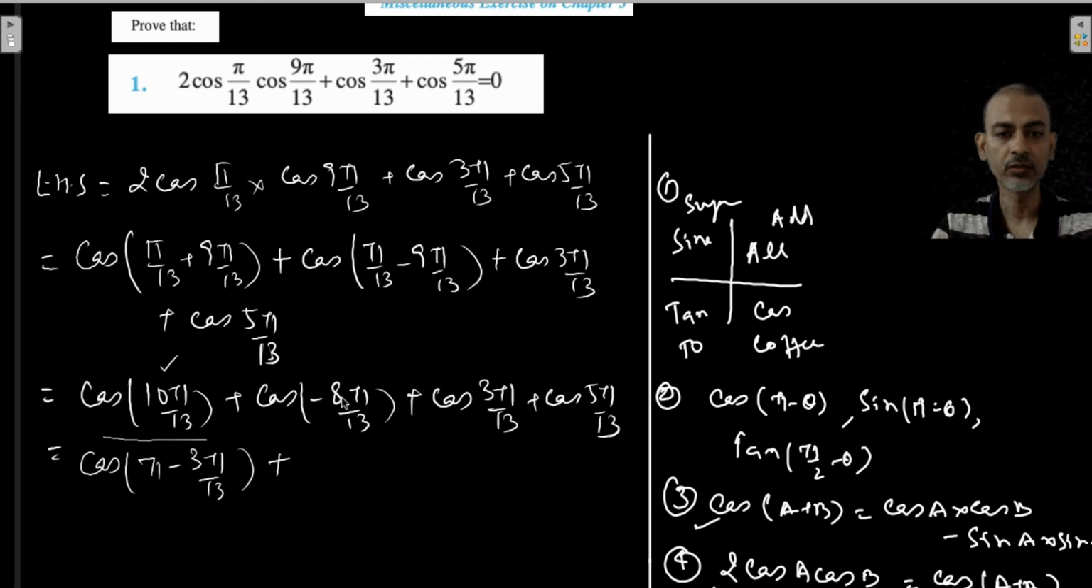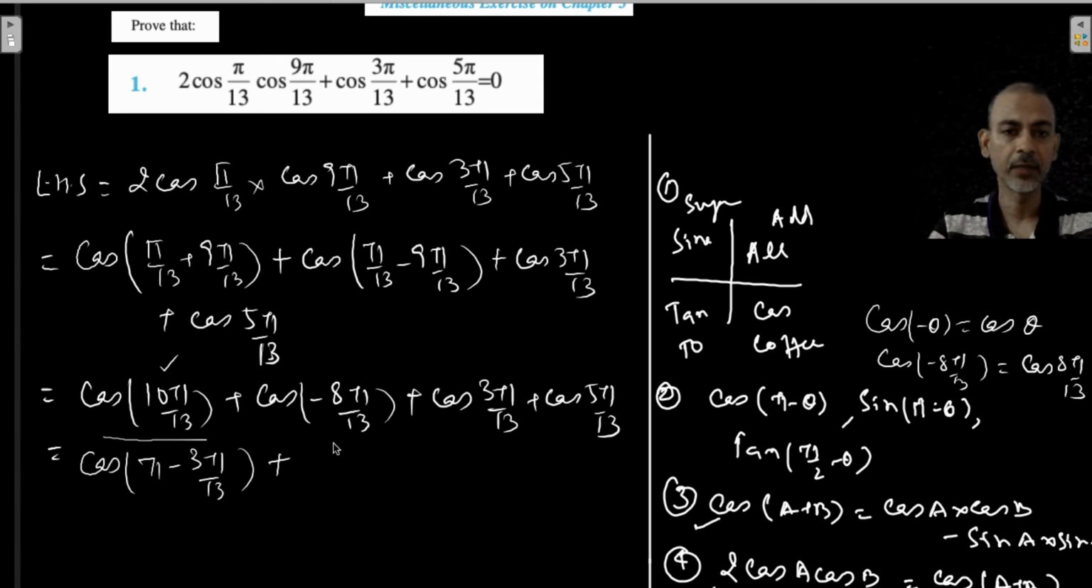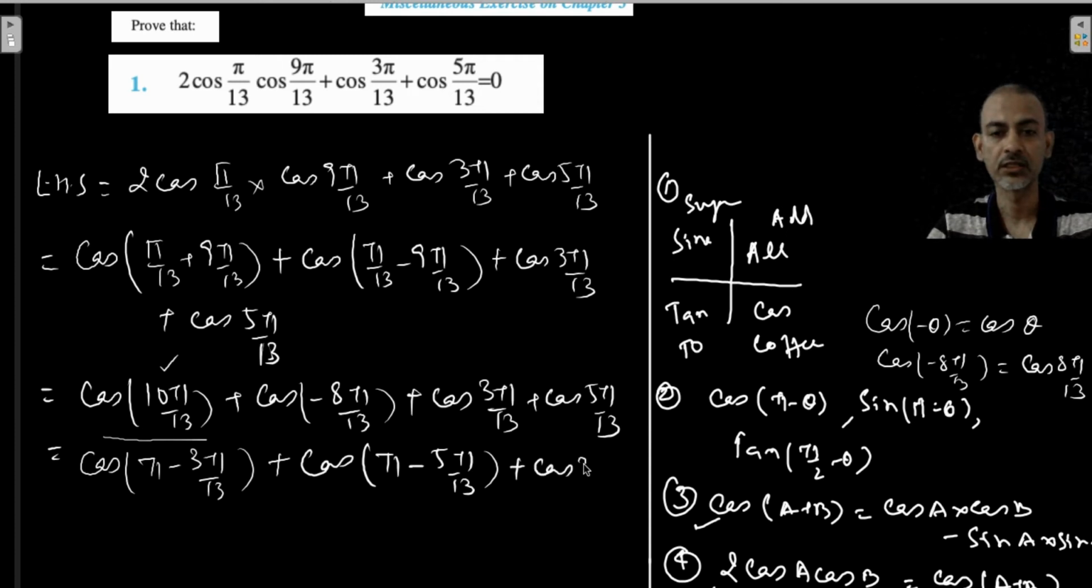And similarly, cos of minus 8 pi by 13. First of all, you know that cos of minus theta is cos theta. So in this case, cos of minus 8 pi by 13 would become cos of 8 pi by 13. Once it has become cos of 8 pi by 13, can I write it as again cos of pi minus 5 pi by 13? Why? Because 13 pi minus 5 pi by 13 will be 8 pi by 13, right? So in one step itself, I simplified both of the expressions, and we are here with cos of 5 pi by 13 and 3 pi by 13.